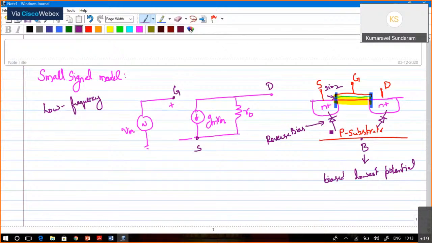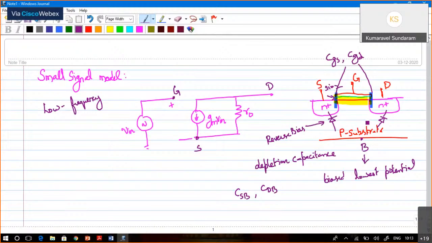We know that in reverse bias there exists a depletion capacitance in a diode. This depletion capacitance with respect to source and bulk is termed as CSB, and with respect to drain and bulk it is given as CDB. And the overlap capacitances are given as CGS and CGD. So there are four capacitances that exist in the MOSFET.